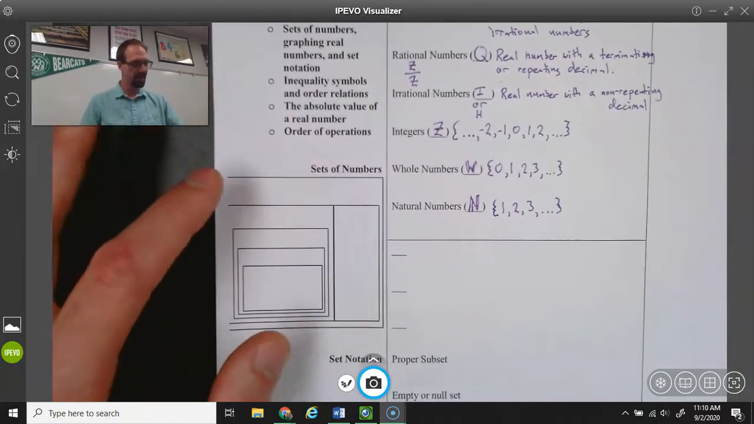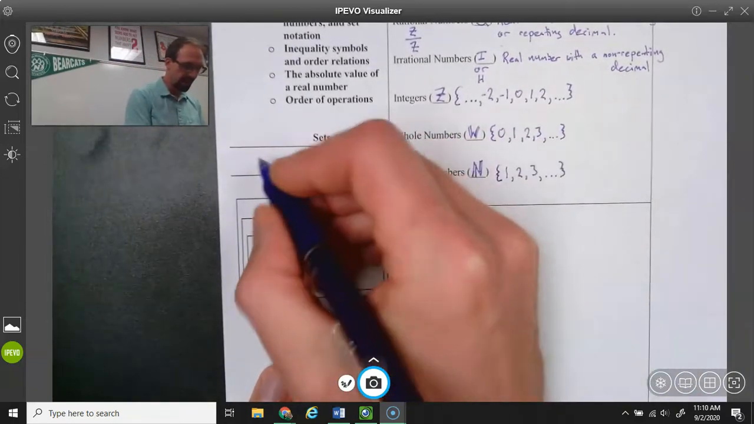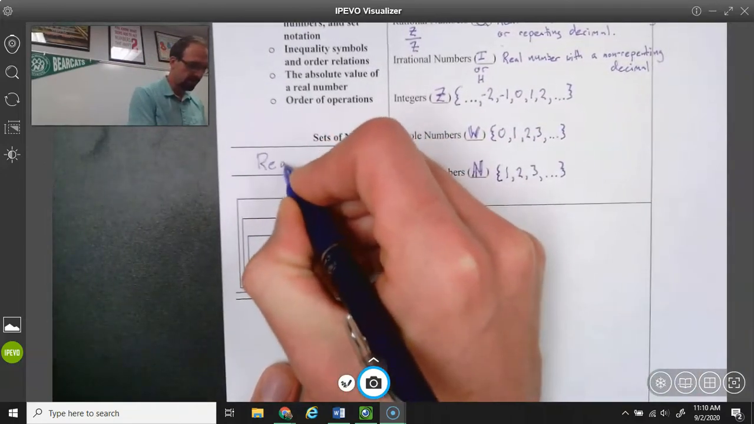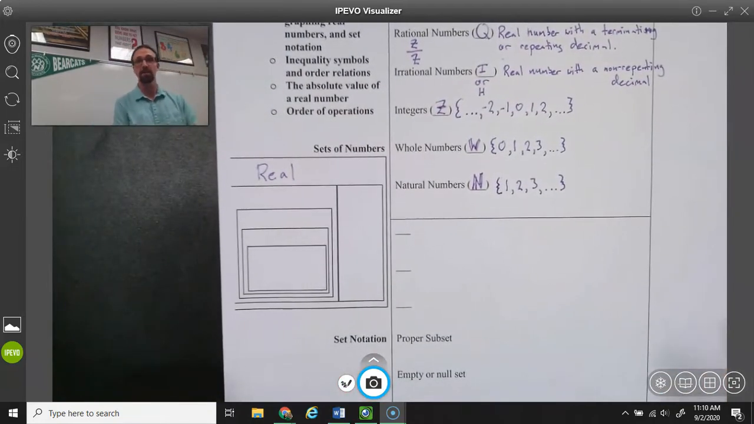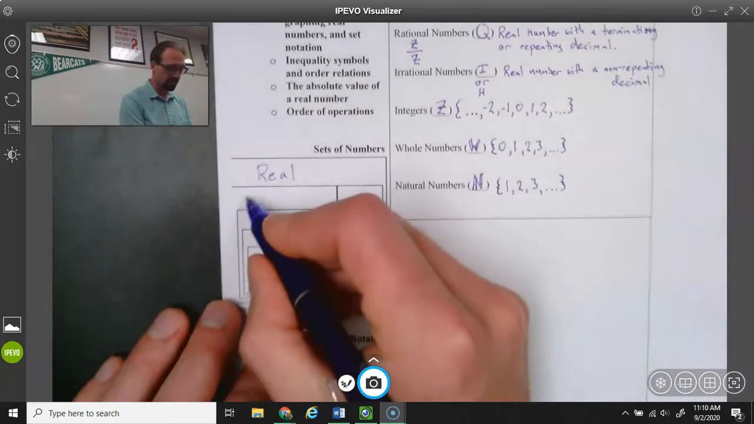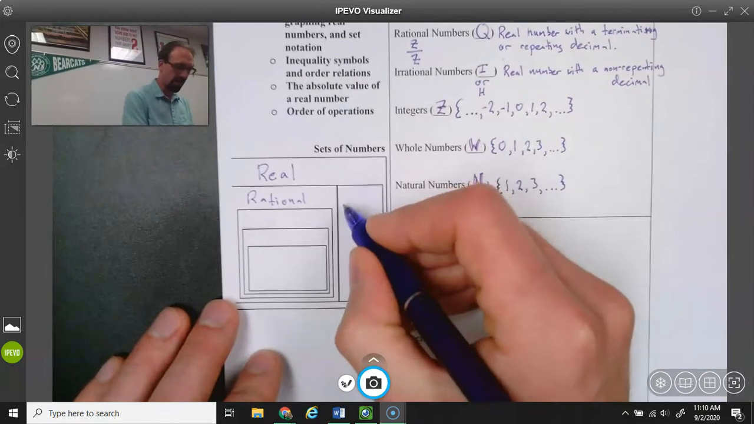So this chart here gives us, up here at the very top, we have the real numbers. So the reals are contained, or sorry, the real numbers contain the rational. So the rational is going to go on this side. And the irrational is over here.